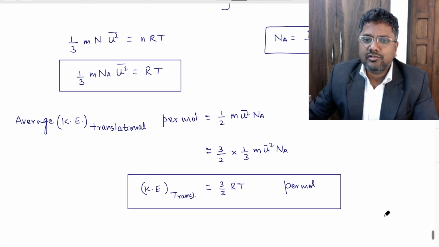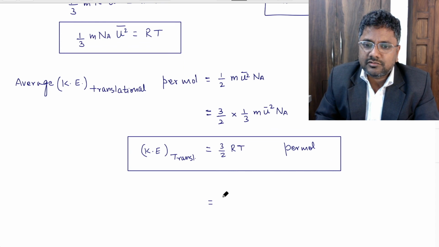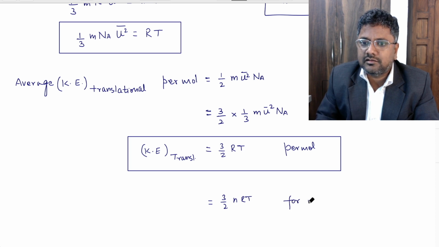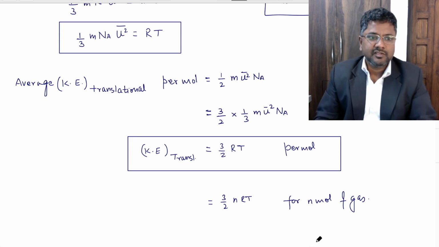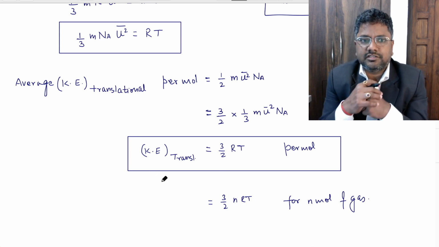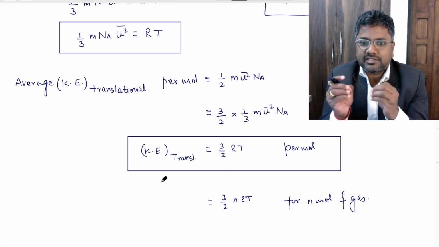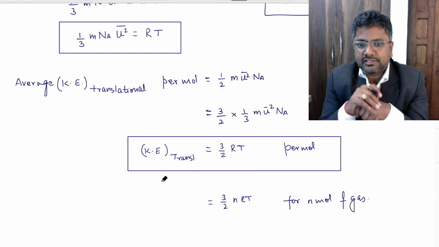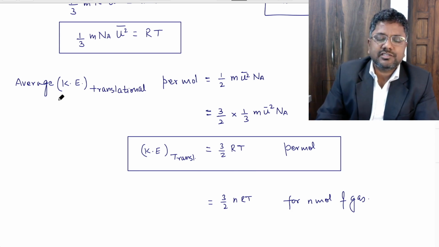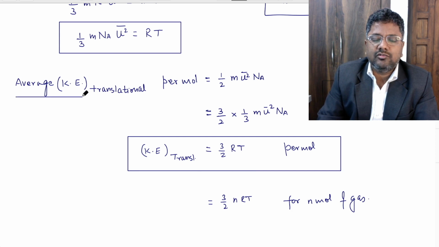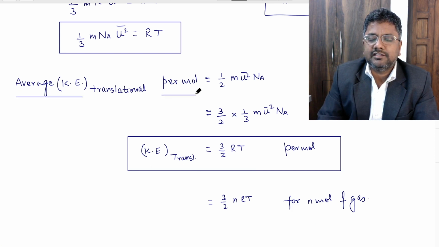And for n moles, this is equal to 3 by 2 nRT for n moles of gas, right? So in this way you can calculate the translational kinetic energy of gas molecules. Only translational, not vibrational, not rotational, right? So the average translational kinetic energy per mole is given by this equation.